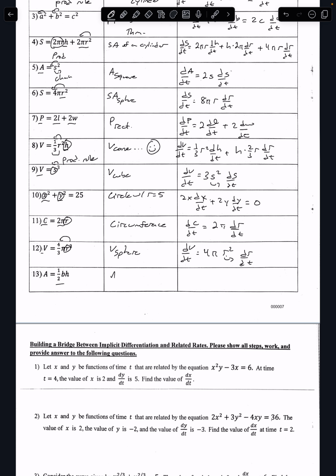Area of a triangle, we're going to see this one a bit too. Again, we're multiplying b times h, so again, this is our product. So the change in area, dA dt, becomes 1/2 b dh dt plus h times the derivative first, 1/2. The derivative b is just db dt, dibbed it. All right, and there's some other ones too.